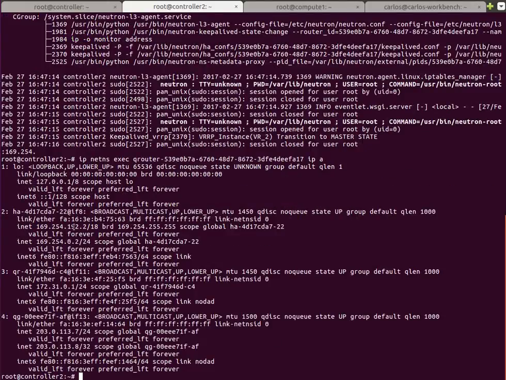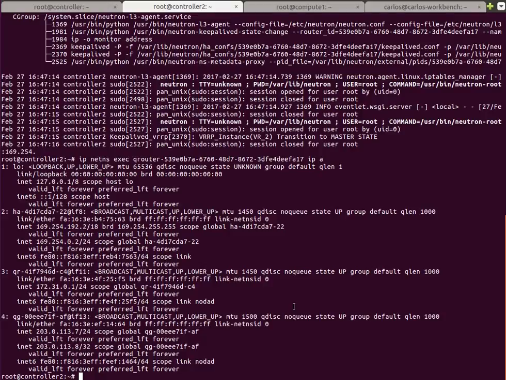In this case, this one also has 169.254, but also the gateway address 172.31.0.1, an IP address in the external network, and the IP address for the floating IP of the instance of that tenant.